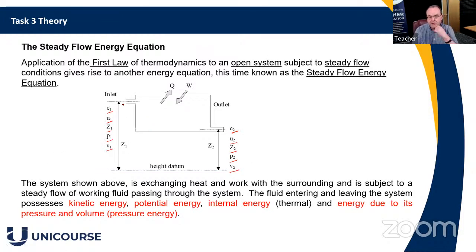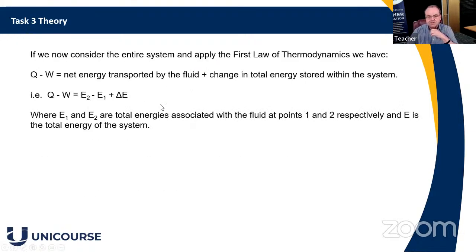So what we have is energy flowing in and energy flowing out. The net difference in the flow of energy is the difference between the inlet and the outlet. But you could also have a buildup of energy internal to the system, so we've got to take care of that in some way. Putting that in equation format, we have Q minus W is equal to the energy in the fluid leaving minus the energy in the fluid entering, plus the change of energy internal to the system.